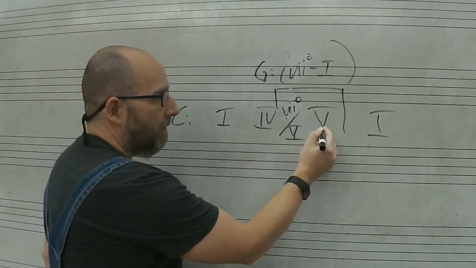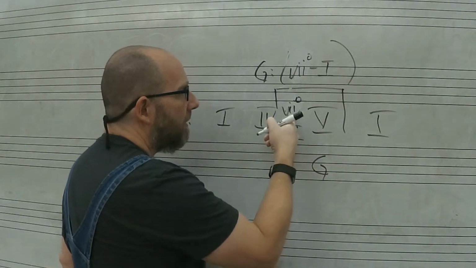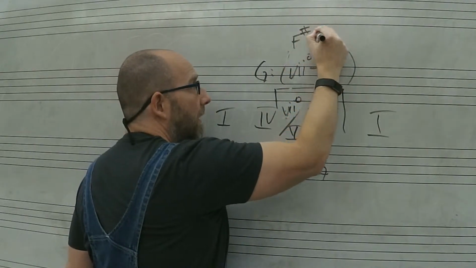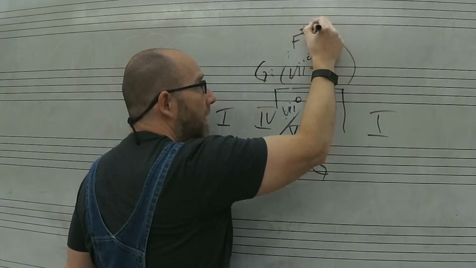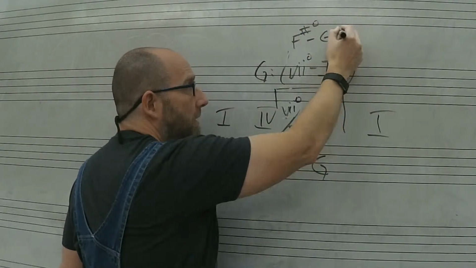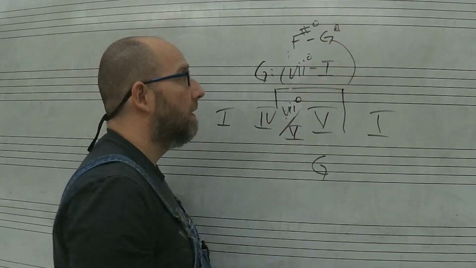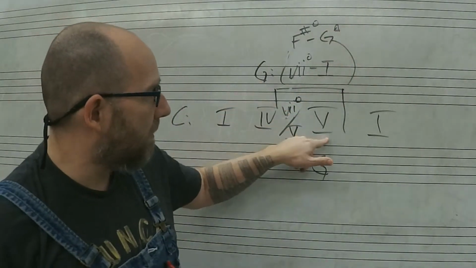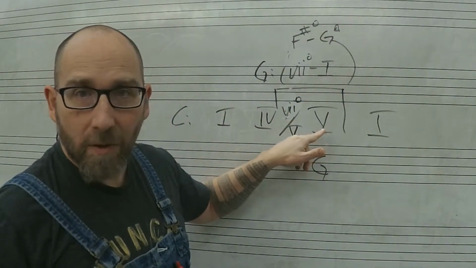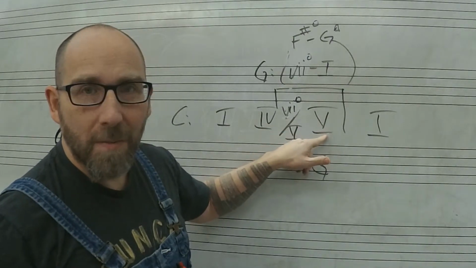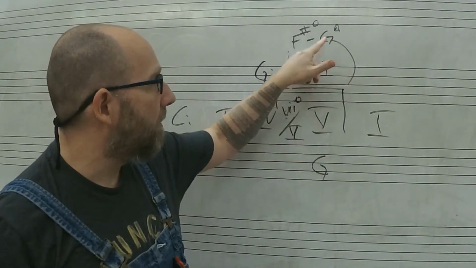So if your 5 is G, your 7 diminished in the pretend key is always going to be F sharp going to G, F sharp diminished going to G. In this case, it's G major, because the pretend key is G, or the dominant is the one we're decorating, the 5 chord, which is a major chord. This could be a minor chord.